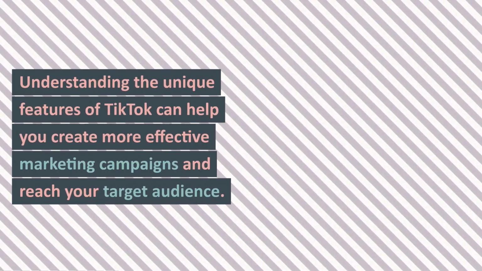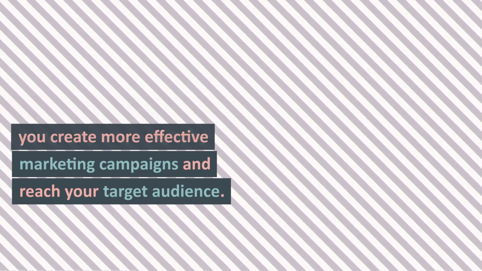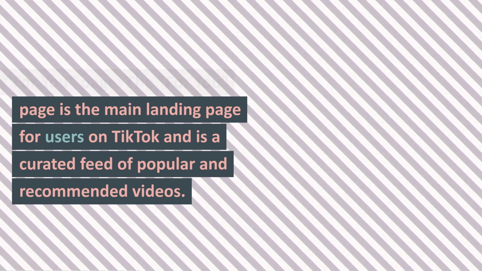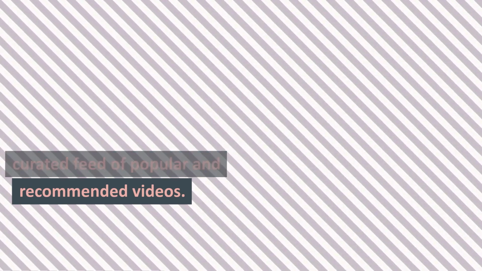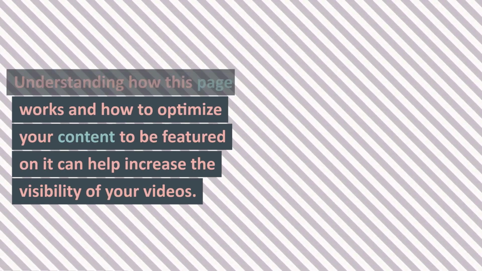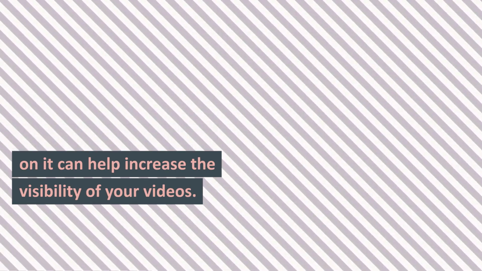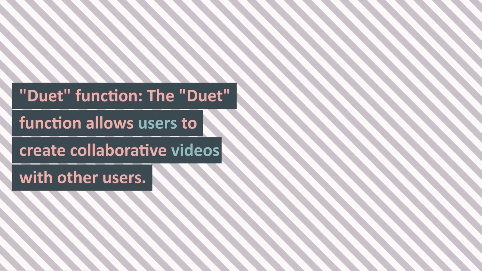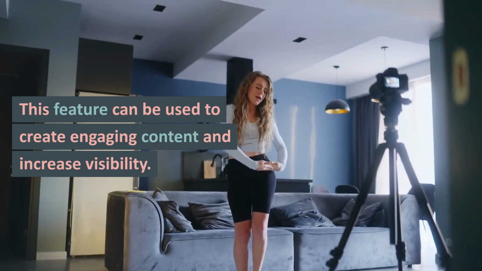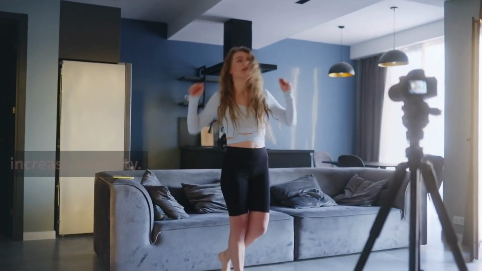Understanding the unique features of TikTok can help you create more effective marketing campaigns and reach your target audience. Here are a few key features to be familiar with. For You page. The For You page is the main landing page for users on TikTok and is a curated feed of popular and recommended videos. Understanding how this page works and how to optimize your content to be featured on it can help increase the visibility of your videos. Duet function. The Duet function allows users to create collaborative videos with other users. This feature can be used to create engaging content and increase visibility.